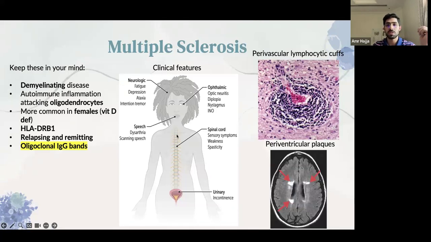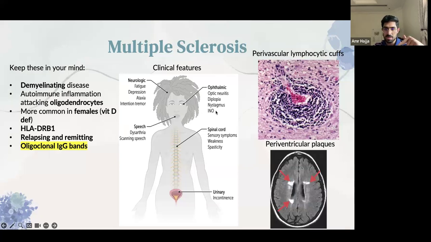So let's talk about the clinical features of multiple sclerosis. Since it's targeting the oligodendrocytes, which are the myelinating cells of the central nervous system, various things in the central nervous system might be affected. For example, the cerebellum might be affected, which would result in ataxia. We would also have intention tremors. One of the most important things that could be impaired in this disease is the optic nerve, which would result in what's called optic neuritis. They might refer to it as visual changes, eye pain, sometimes diplopia or nystagmus, and internuclear ophthalmoplegia.